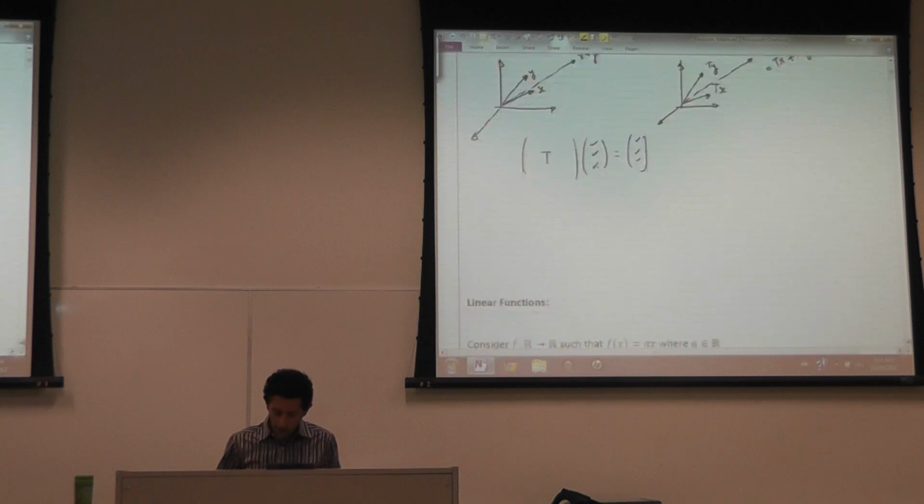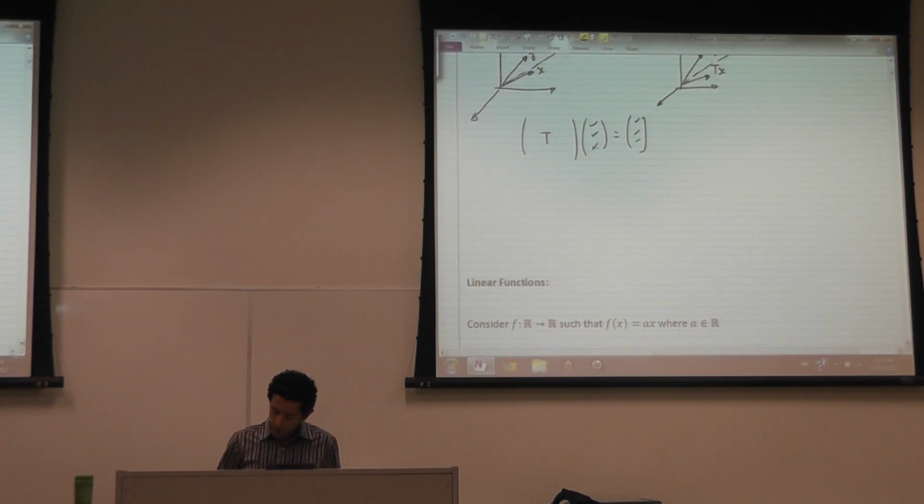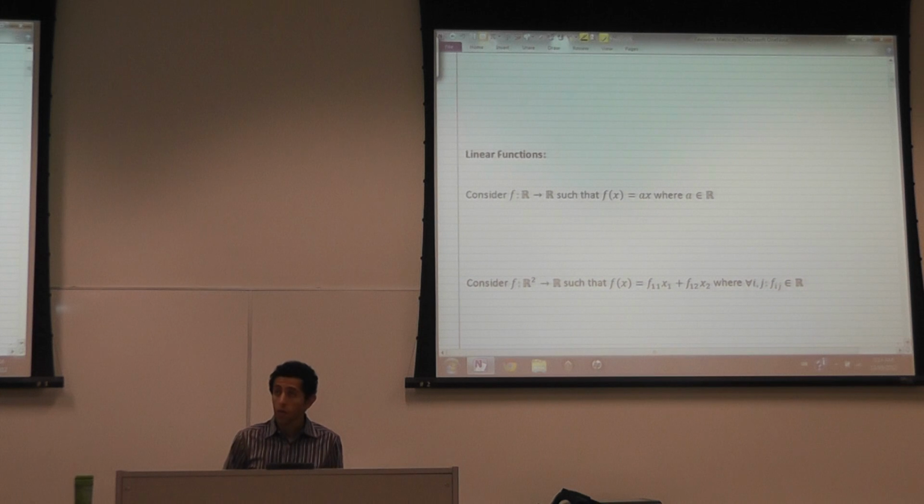So let's just start from the simplest linear function. The simplest linear function is a function from R to R. This function takes any number and gives me another number, by basically multiplying a, which is a real number, by x.